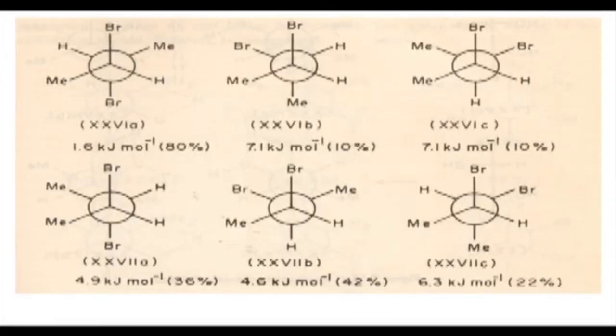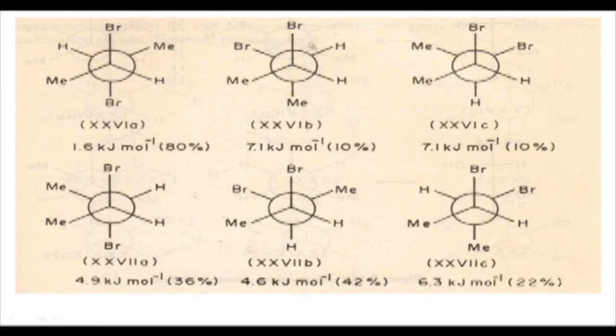Now let us see the different conformations of this 2,3-dibromobutane, which is written in the book. Okay. So this is a direct representation from the book. So this is 2,3-dibromobutane. The methyls are anti to each other, the bromines are anti to each other. Okay. So this molecule now is which dibromobutane? This will be the meso dibromobutane, because this molecule is no longer optically active.